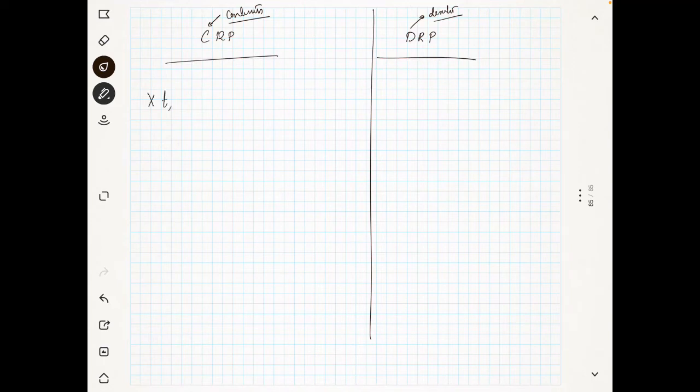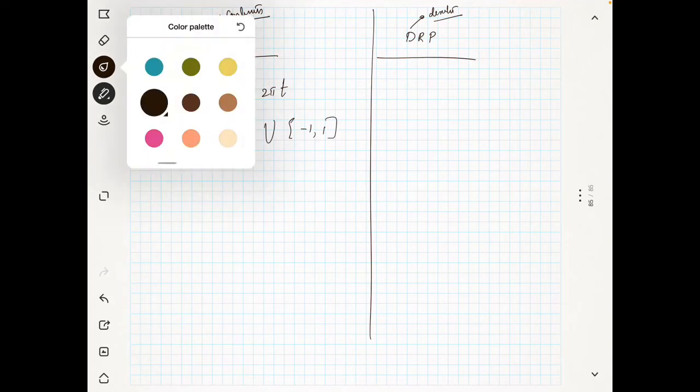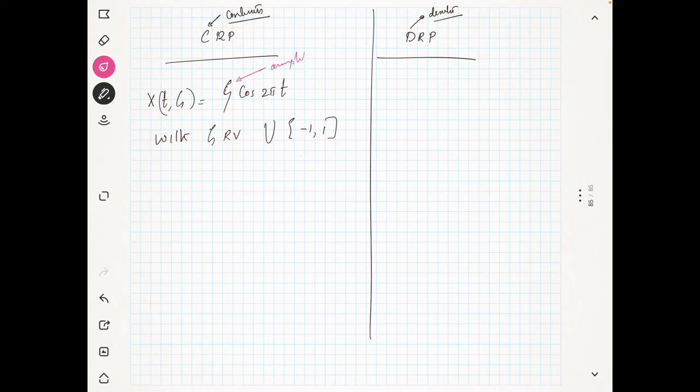So you have a random process x of t comma zeta, which is nothing but zeta times cosine of 2 pi t, where zeta is a random variable which is uniformly distributed in the interval -1 to 1. So this is the random process you can see here. It is a function of time. This is showing the amplitude of the process. You can have a realization x of t comma zeta 1.